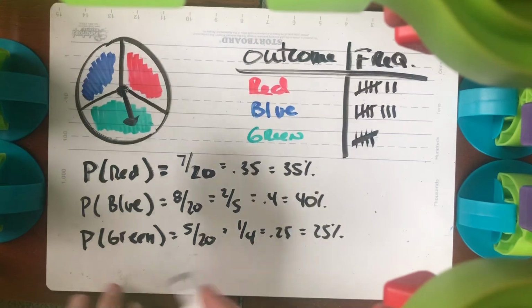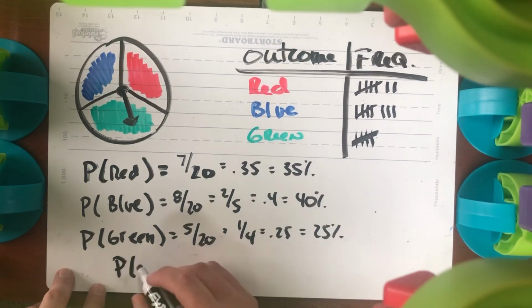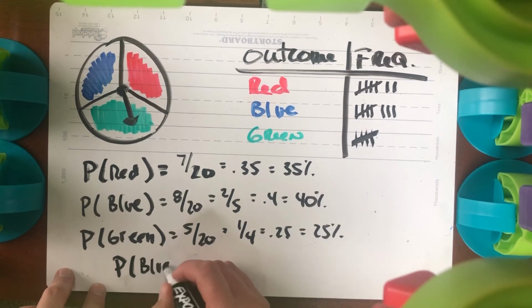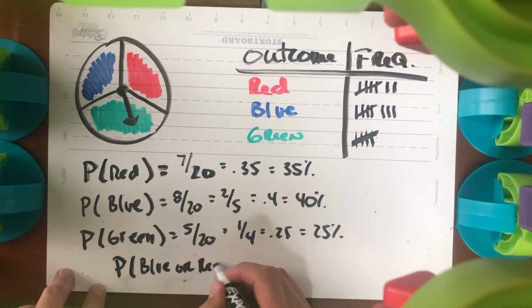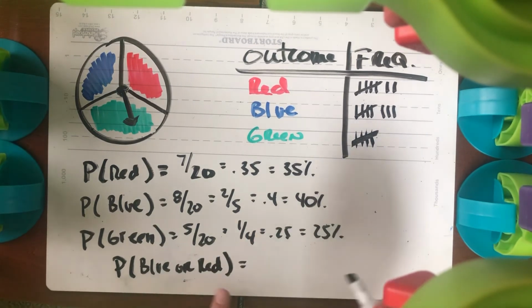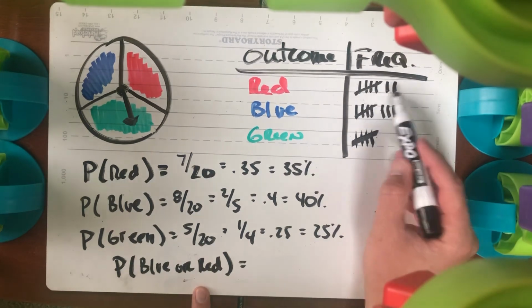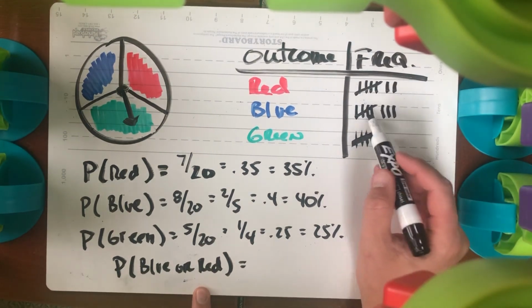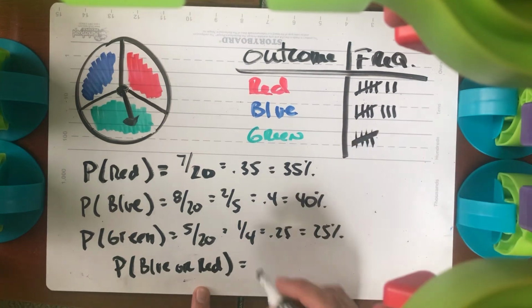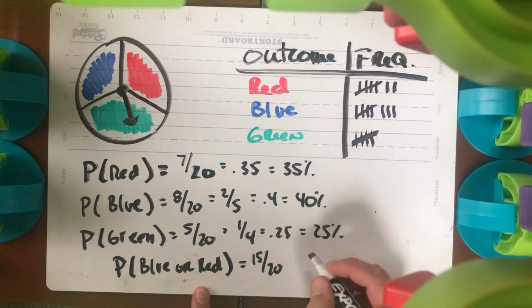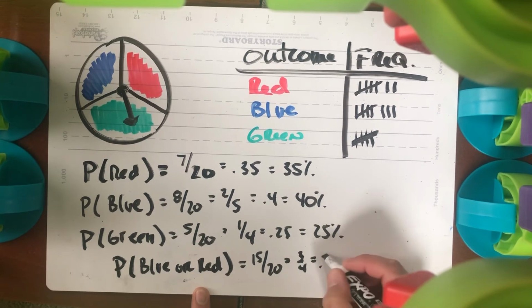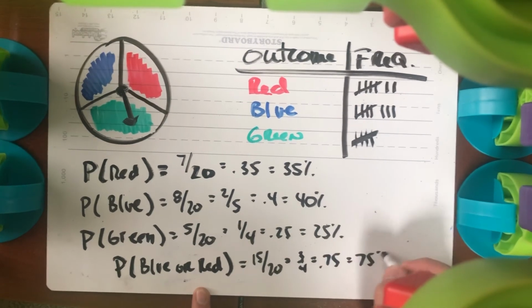What if I said, what's the probability that it lands on blue or red? Well, a favorable event for blue or red. Well, blue, there were 8. Red, there were 7. That's a total of 15 out of the 20. Which is 3/4, or 0.75, or 75%.